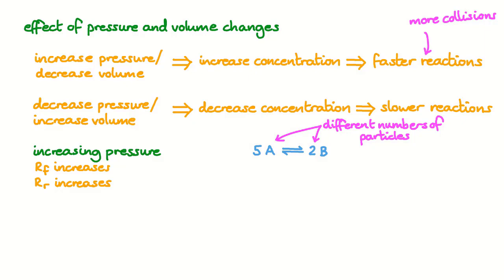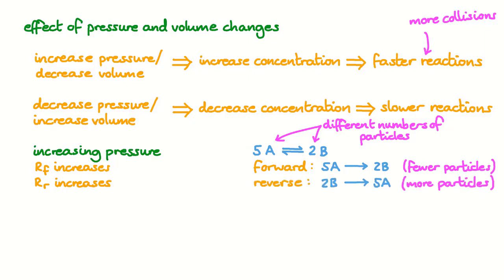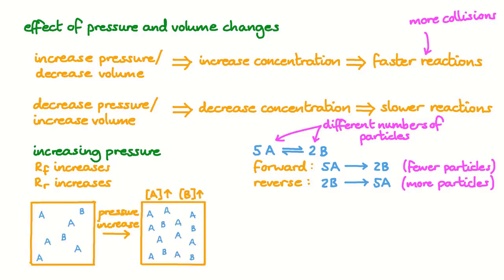Let's imagine we have an equilibrium like this, 5A in equilibrium with 2B. If it takes 5A to make 2B, then the forward reaction will reduce the number of particles, while the reverse reaction will lead to the opposite, increasing the number of particles. Let's imagine our initial equilibrium.